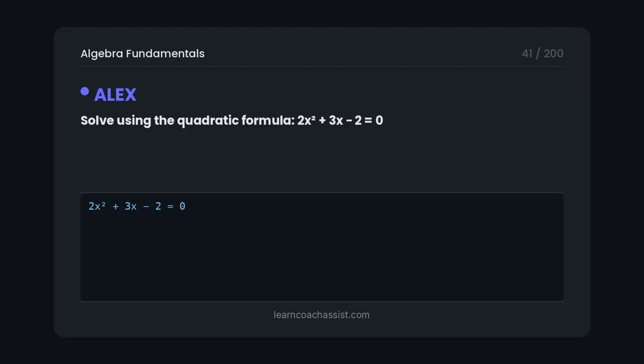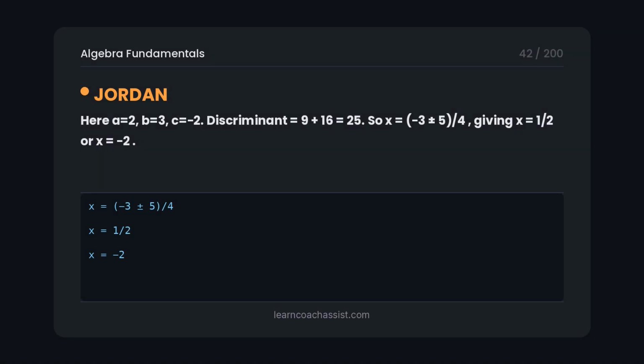Solve using the quadratic formula: 2x² + 3x - 2 = 0. Here a = 2, b = 3, c = -2. Discriminant = 9 + 16 = 25. So x = (-3 ± 5) / 4, giving x = 1/2 or x = -2.